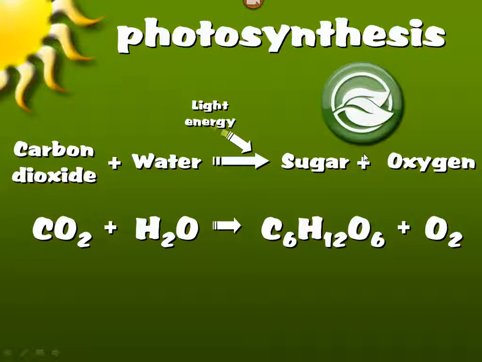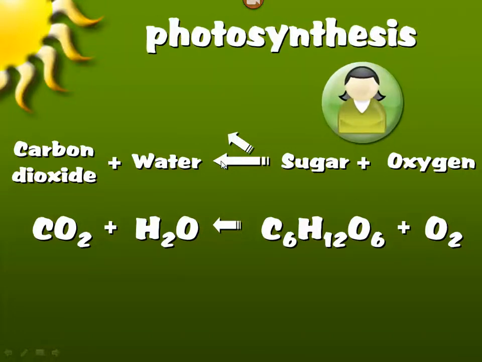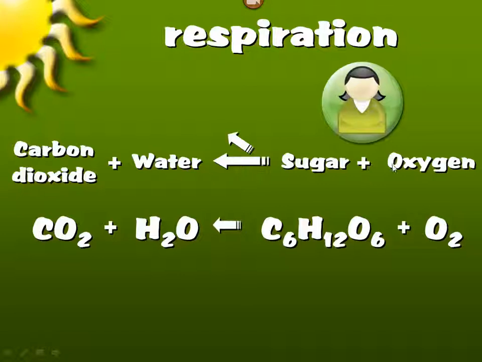except in order to show what we do, you've got to spin those arrows around. We take sugar, combine it with oxygen, those are our reactants, and then what happens? Well, we do what's called respiration. Respiration is not just breathing. Respiration is taking oxygen and combining it with the sugar in the food that we eat, and we just break down all of our food into simple sugars.